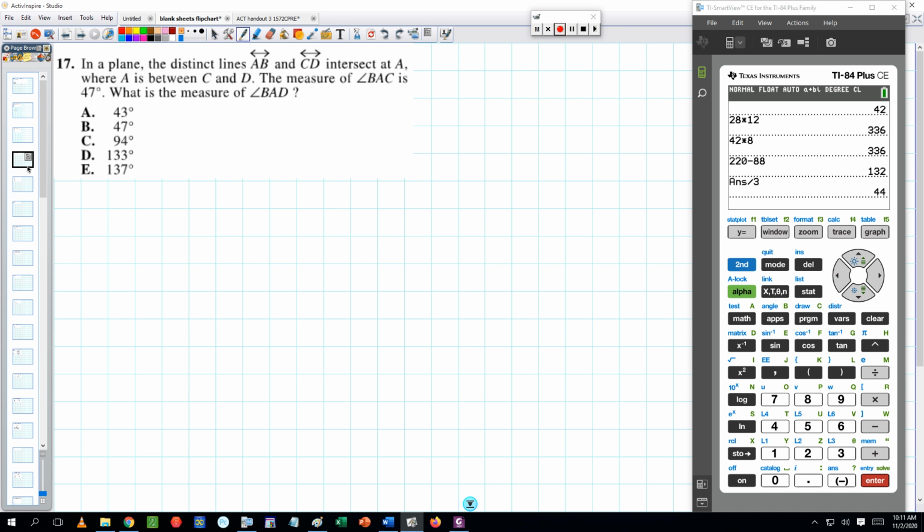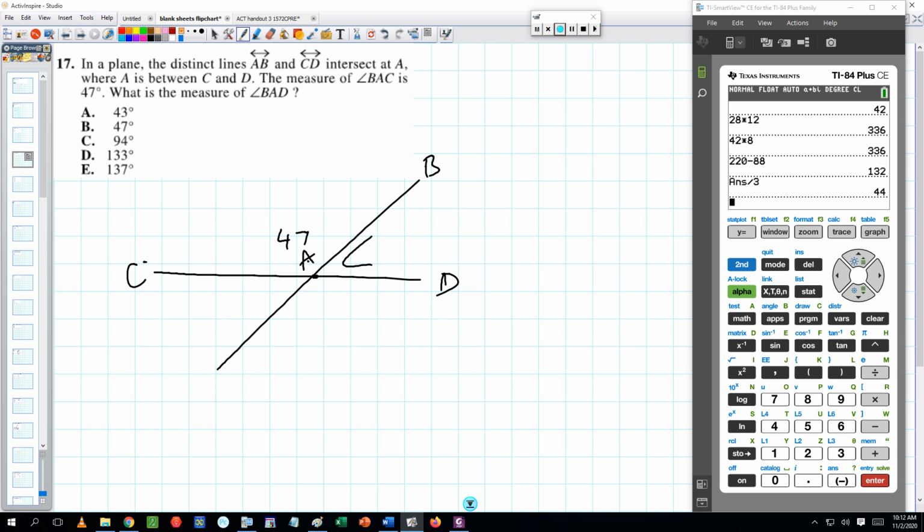In a plane, the distinct lines AB and CD intersect at A. So here's AB, here's CD, they intersect at A. So we'll call that one AB, and this one CD, and they intersect at A. Where A is between C and D, the measurement of BAC is 47. My drawing's not to scale, but that's okay. What is the measurement of angle BAD right here? Well, I was taught that the two angles that make a line add up to be 180. So 180 minus 47, 133.